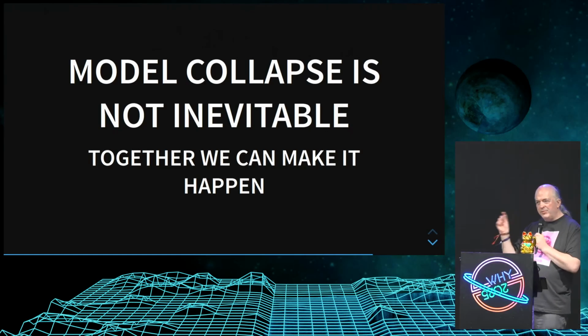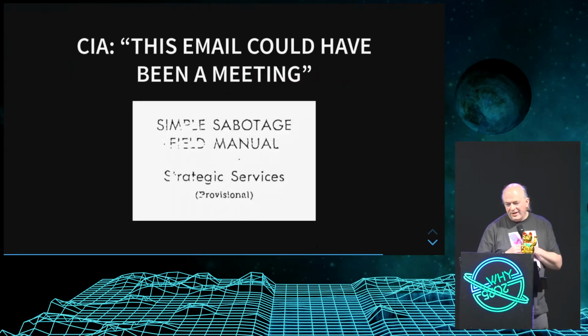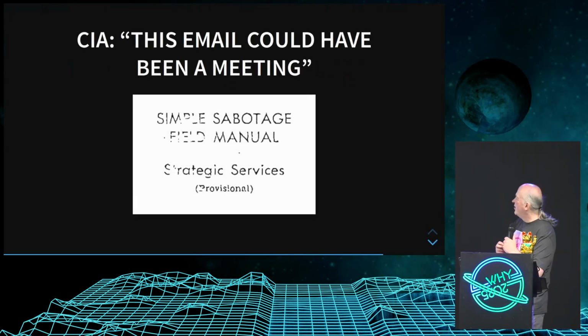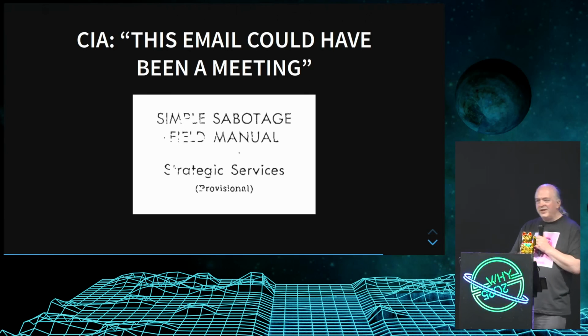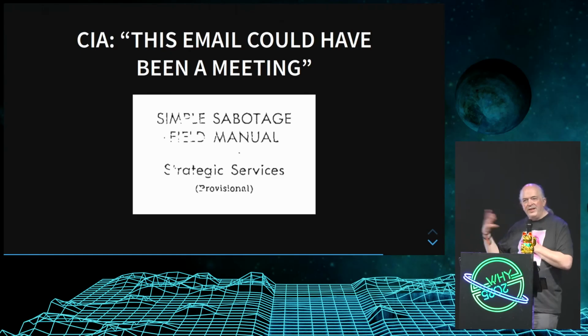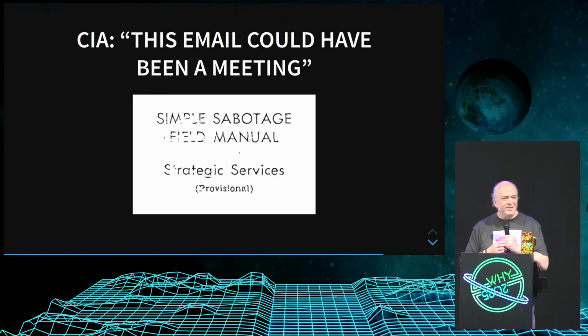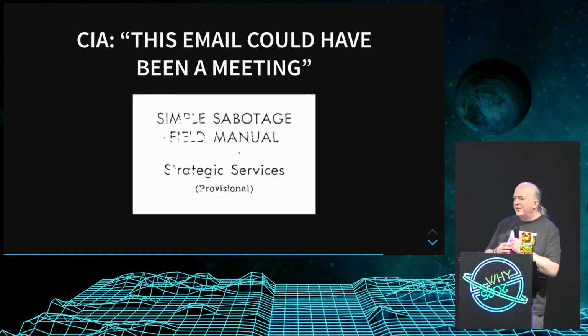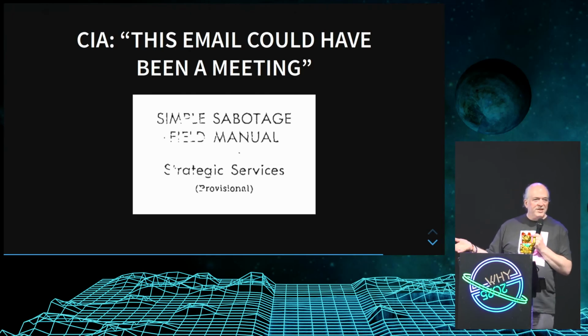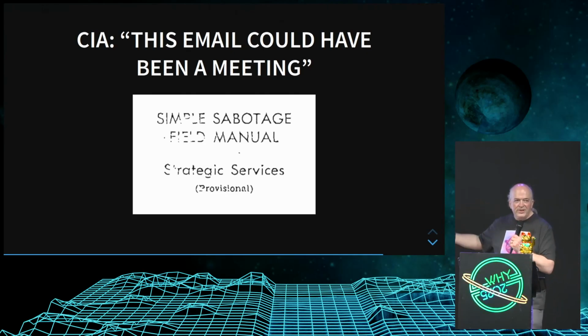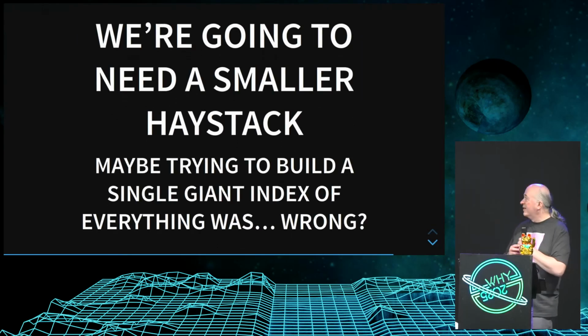We can make this happen with small acts of sabotage. For example, we can read the CIA Simple Sabotage Field Manual, which I've linked to here. It's a public document, and it's nice of the CIA to put that out there. You know, maybe this email could have been a meeting. Maybe this meeting could be a piece of paperwork that needs sign-off in triplicate. You know, there's possibilities there.